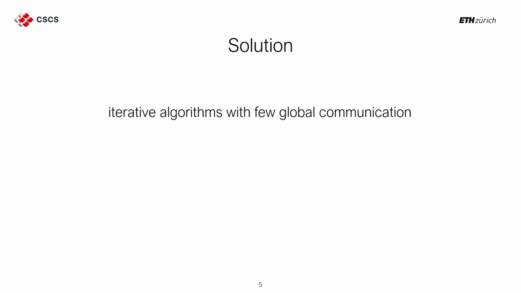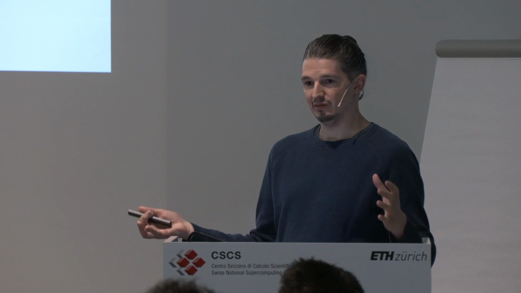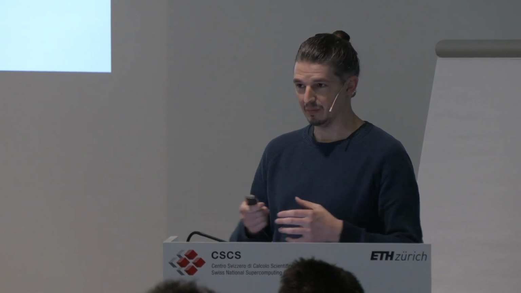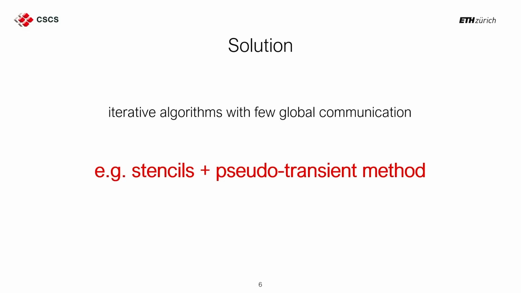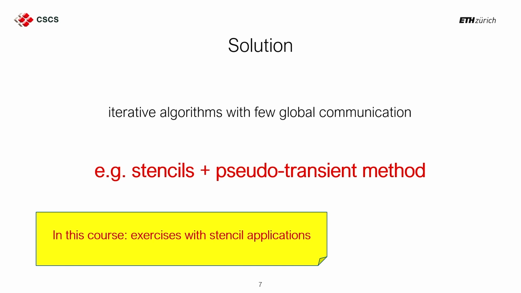And so what we want to have are iterative algorithms, very often with few global communication. And with global communication, we mean communication that involves all the processes at the same time. And so one solution that we use in our projects is stencil-based applications together with the pseudo-transient method. This is just an example, yeah? And so in this course, we will actually do exercises with stencil applications.